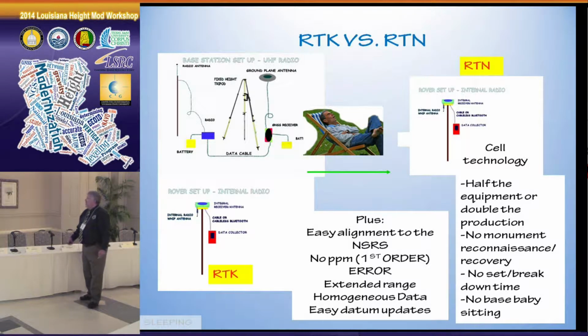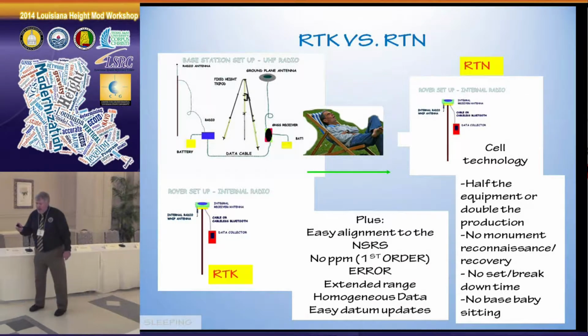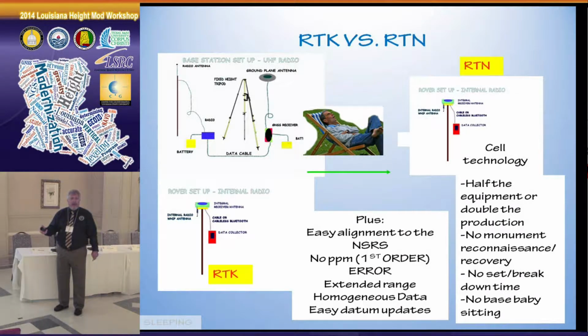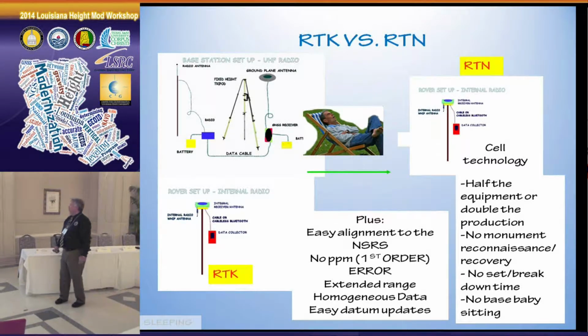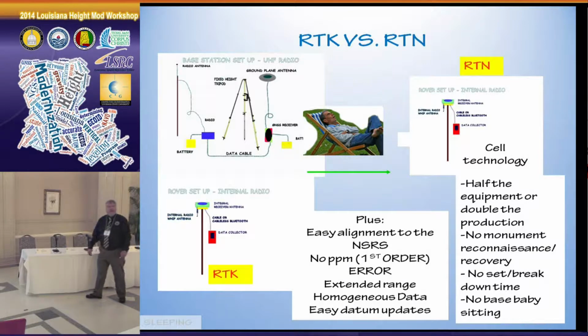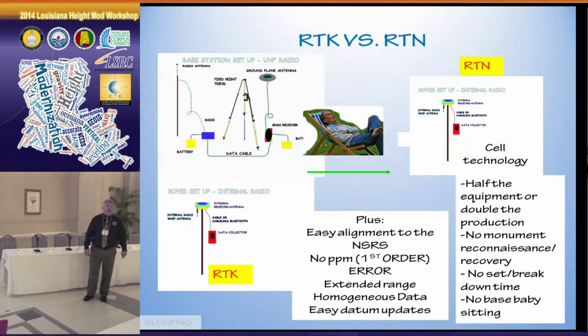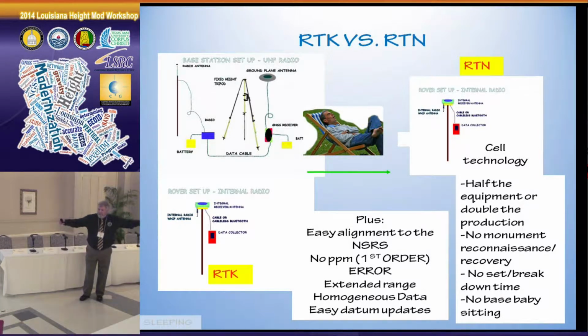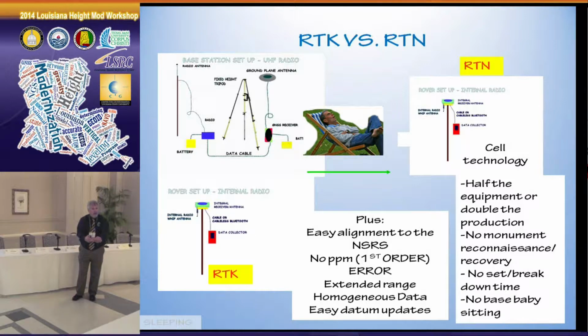Also, we talked about being able to update to the new datums automatically from the real-time network. Easy. You don't have to recover a point. There's no part per million first-order error. You've taken that out of the equation because all the stuff is modeled and interpolated to where you are. All the error conditions are interpolated to your point. So you've taken that part per million error out of it.